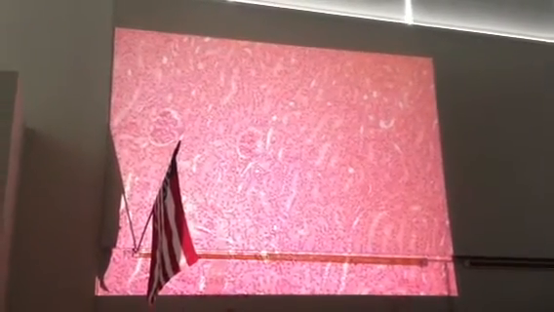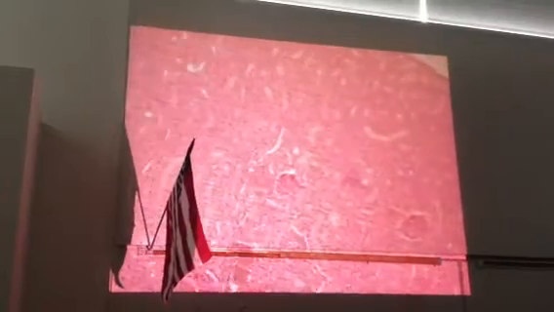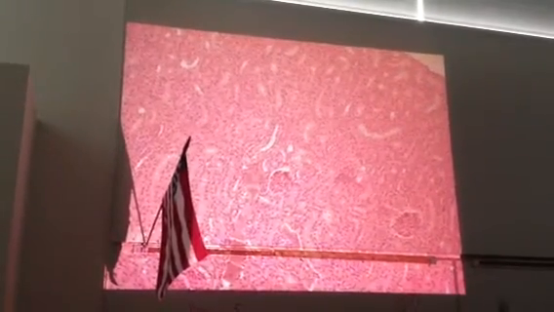So all of the dark profiles here are nuclei of simple cuboidal epithelial cells that form the proximal convoluted tubule and the distal convoluted tubule, but we're not going to try to differentiate those. So we've got a renal corpuscle over here, we've got one right here, and we can look around and find more because they're everywhere.